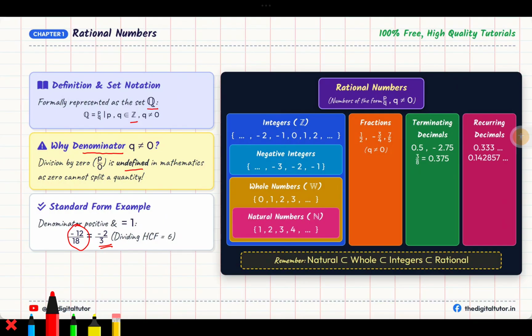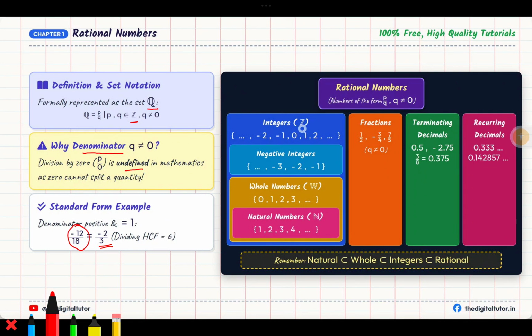Now let's look at the family tree of rational numbers. The rational numbers have the form p by q, and q is not equal to 0. So they include the integers, the fractions, the terminating decimals, and the recurring decimals. Recurring decimals are decimals where one particular digit or a group of digits will keep on repeating.